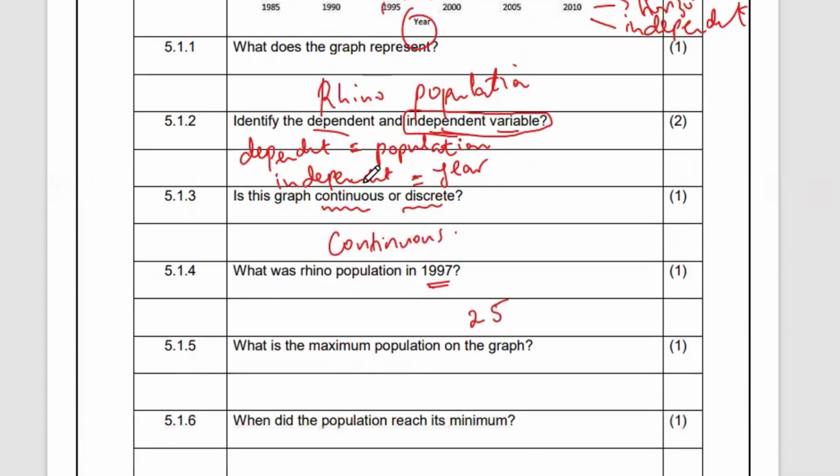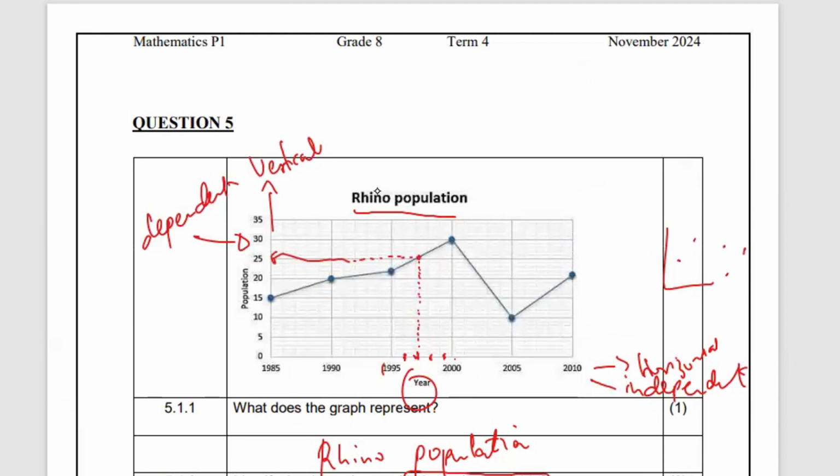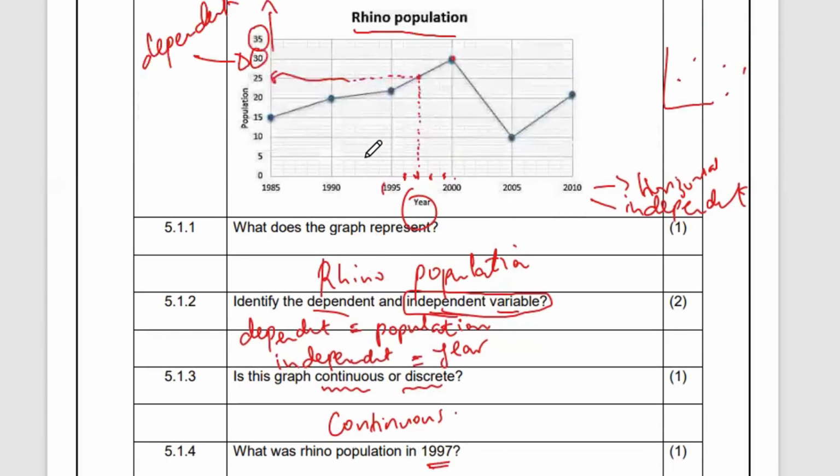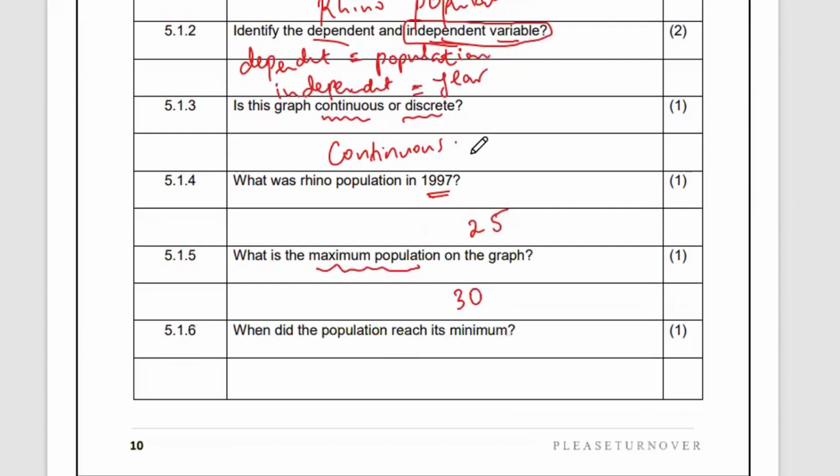And then what is the maximum population? So maximum population from a graph is the highest point of the graph and not the last number. Okay, so it cannot be 35 because the graph is not passing through 35, but the graph is reaching the highest at 30. So which means that our highest or maximum is 30. And then the minimum is the lowest that the graph reaches. Okay, so the graph starts from 0, but the lowest that the graph reaches is 10. So which means our minimum population is going to be just 10 rhinos.